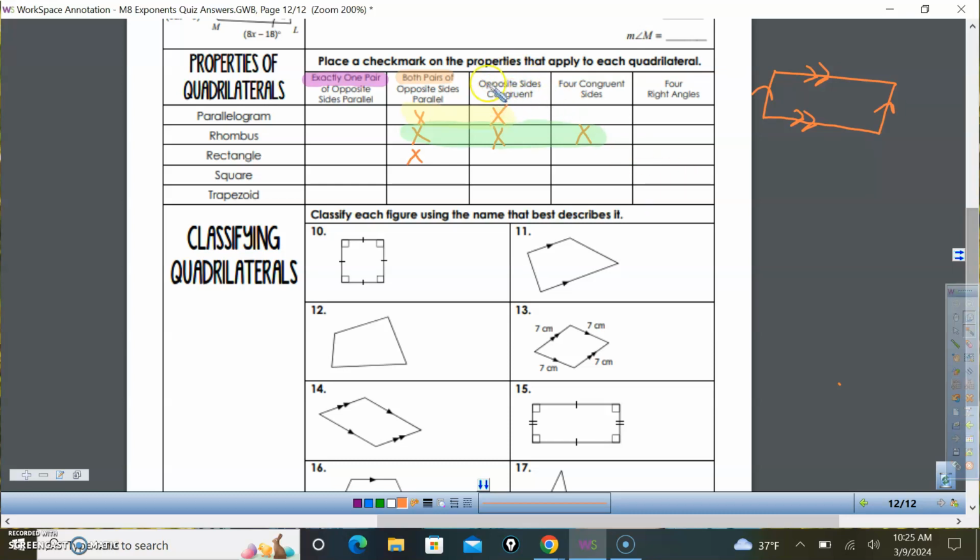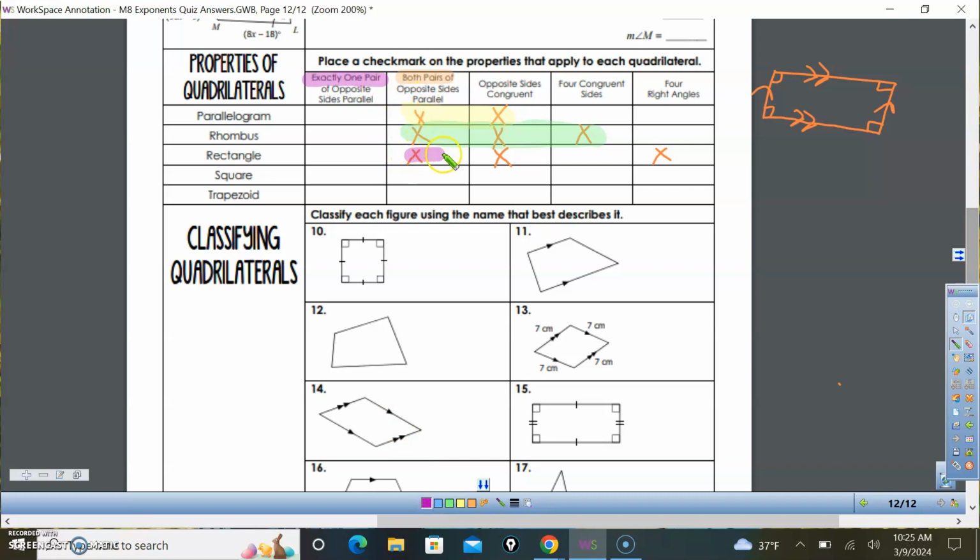With a rectangle, we can also say that opposite sides are congruent. So the two long sides are congruent, the two short sides are congruent. But we cannot say that it has four congruent sides because two are long and the other two are short. But we can say a rectangle is a special type of parallelogram that does have four right angles.